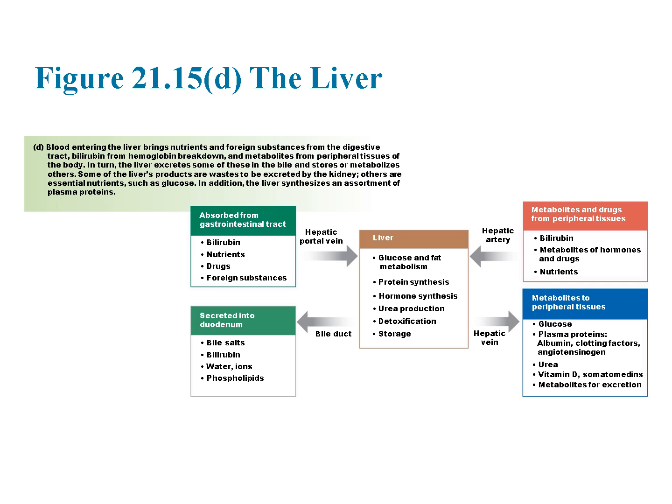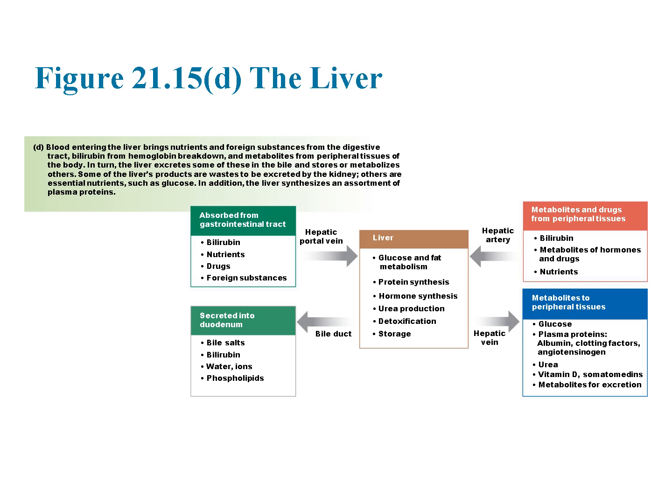The liver serves as the body's central hub for metabolism, detoxification, and nutrient processing. It receives blood from two primary sources: the hepatic portal vein, which carries nutrients, drugs, and foreign substances absorbed from the gastrointestinal tract, and the hepatic artery, which delivers oxygen-rich blood to sustain liver function. Upon entering the liver, blood is filtered and processed.